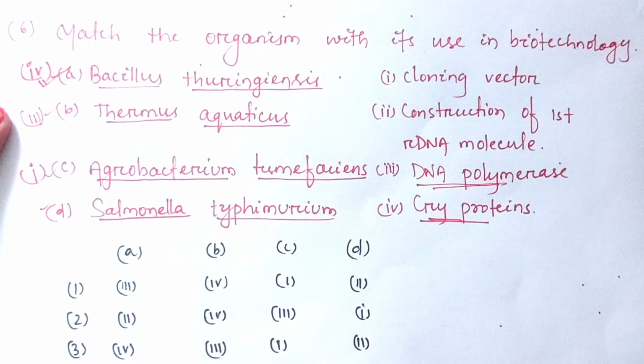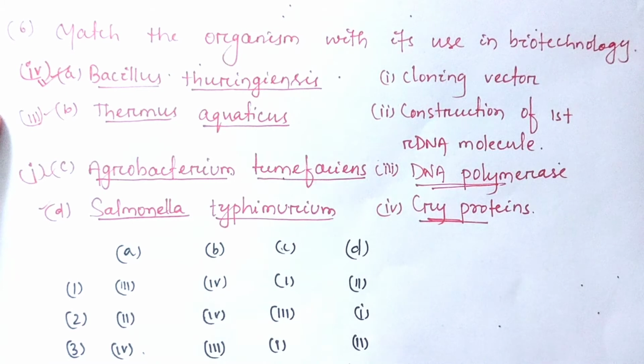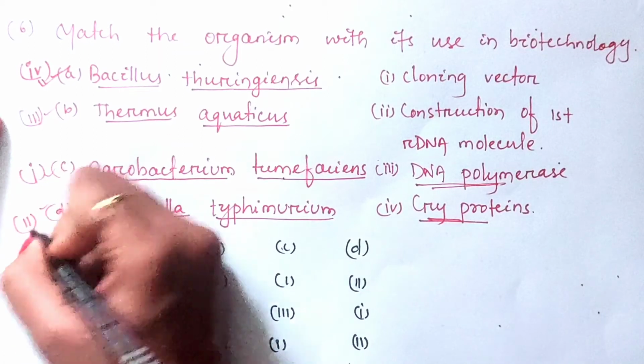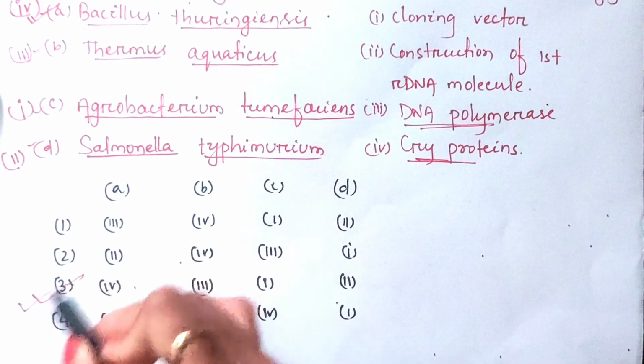Then Salmonella typhimurium. S. Cohen and H. Boyer constructed the first recombinant DNA using antibiotic resistant gene present in the plasmid of drug resistant E. coli. This gene was linked to the native plasmid of Salmonella typhimurium. So, it helps in the construction of first recombinant DNA molecule. So, option 2 is used for D. So, option 3 is the correct answer.